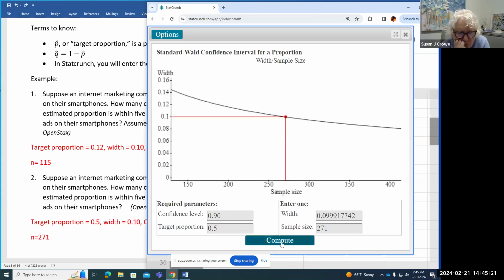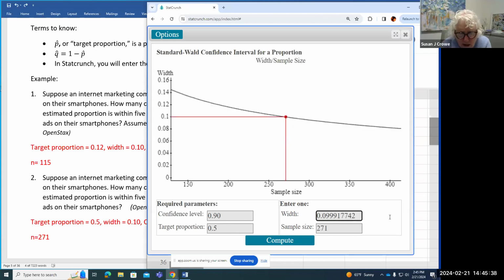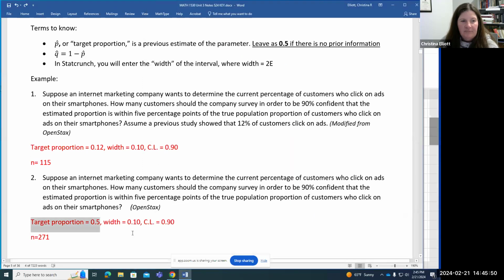Hold on, just to make sure, since it might be hard for people to see it, we put in 0.90 for the confidence level, 0.5 for the target proportion, and the width was 0.1 originally. And then we hit compute, and I get 271 for the sample size. We have to ask more people if we don't have a target proportion given.